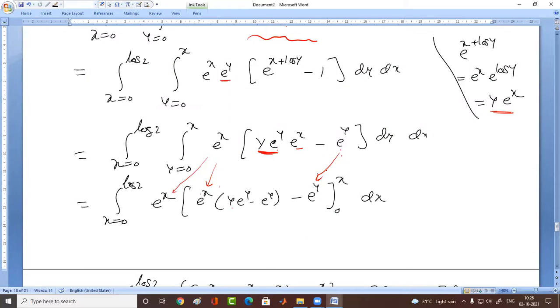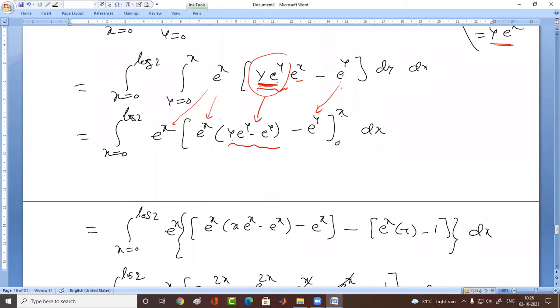Now integrate with respect to y. Now observe. Here e power y integration is e power y. Integral of y e power y is this one. e power x stays e power x. Okay. Now put y equals to x. So e power x, here x e power x, minus e power x, minus e power x.